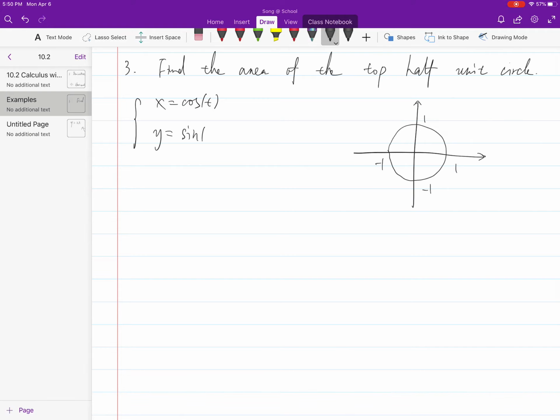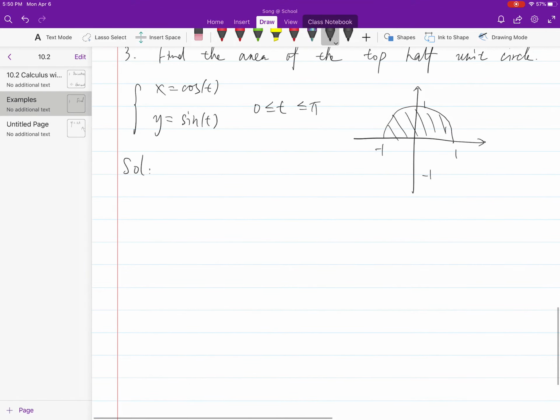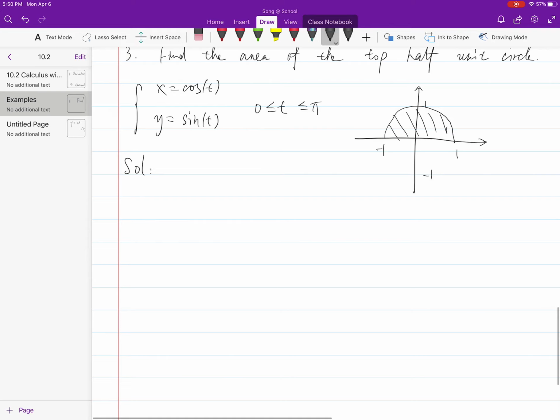Okay. But it's given by the formula, this time a parametric: x equals cosine t, y equals sine t. And make sure, if you are only talking about the top, what you technically need to do is, okay, your t can only go from 0 to pi. Okay, we're trying to find the area under this curve.